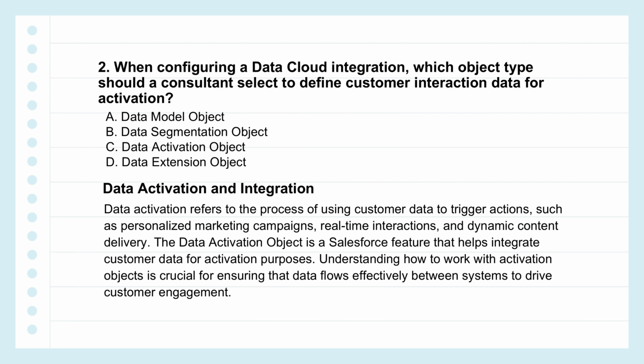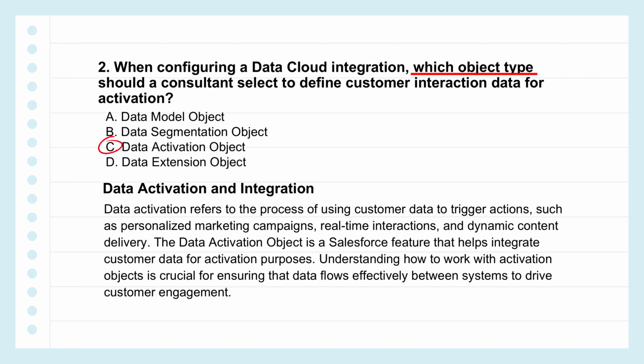Exactly. All right, let's move on to question number 2. This one dives into the specifics of actually activating your data. The question is, when you're setting up Data Cloud to connect with other systems, which specific object defines that customer interaction data for activation? The answer here is the data activation object. Think of this as the launch pad for your customer data. It's specifically designed to house that information you've segmented and now want to do something with.